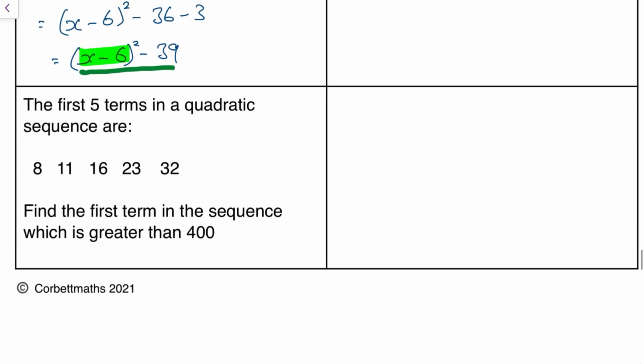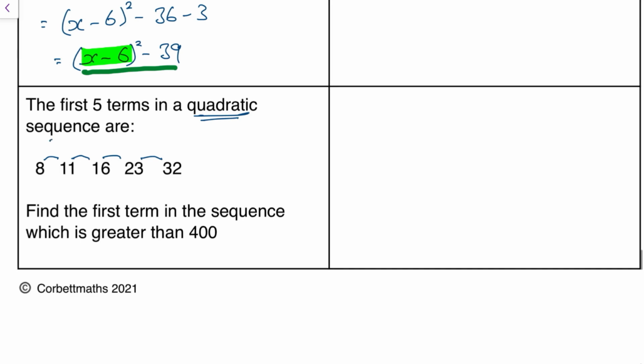Next and final question today. The first 5 terms in a quadratic. So it tells me it's quadratic, which means I can assume certain things are going to be true. So let's walk through this. First thing, as with any sequence really, what's my difference? So my differences are going to be 3, 5, 7, and 9. Which means my second difference, the little delta symbol, the triangle, means second difference, is equal to 2 divided by 2, which is 1.